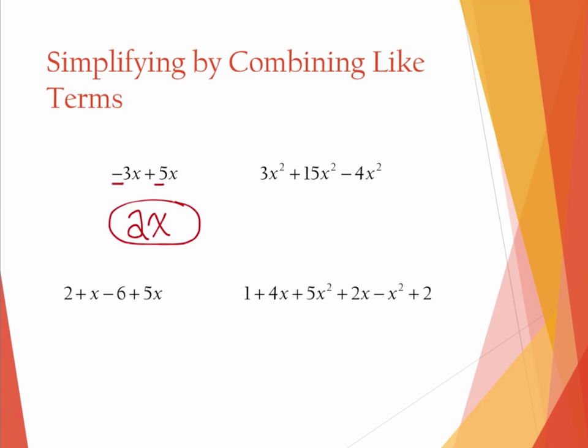And x's that have the same exponent, or y's, or any variable that has the same exponent are considered like terms. So here I have 3x squared plus 15x squared minus 4x squared. So I have 3 plus 15 is 18, minus 4 is 14, x squared. Notice how the variable and the exponent don't change here. It's like we're counting how many of that particular variable we have.